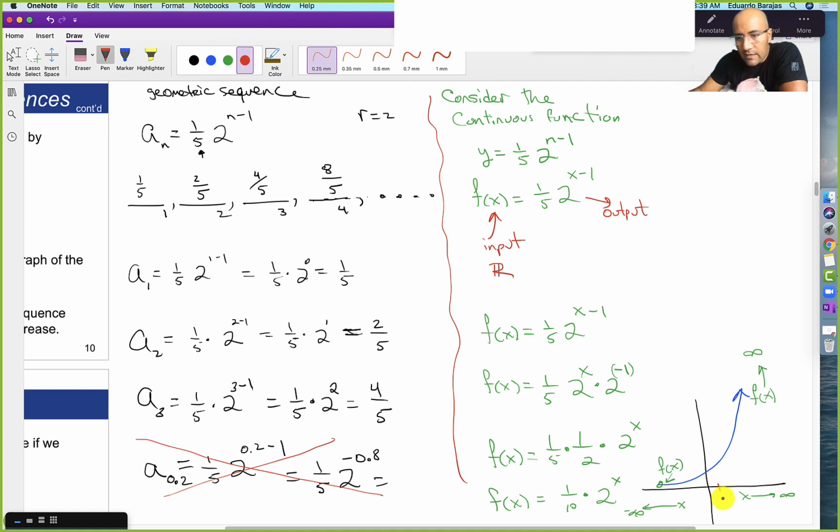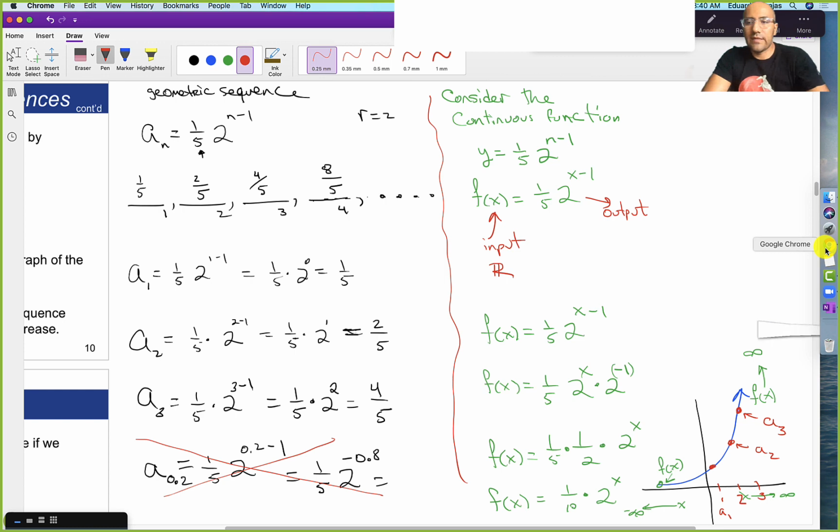So when n is 1, we'll have a sub 1. That'll be a dot on this function. When n is 2, then this will be a particular dot there, and then that guy will be a sub 2. Right? When n is 3, x is 3, it'll be a particular value on that function, a sub 3. Sort of, kind of, maybe?